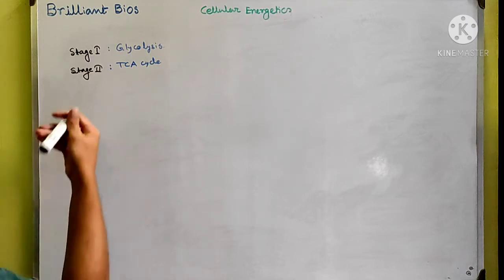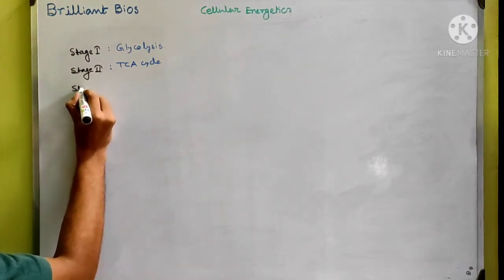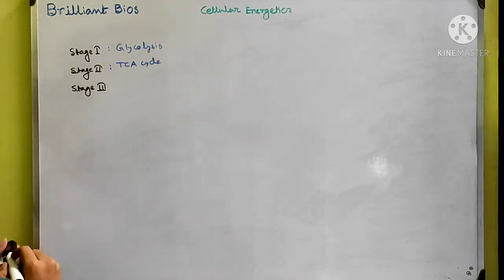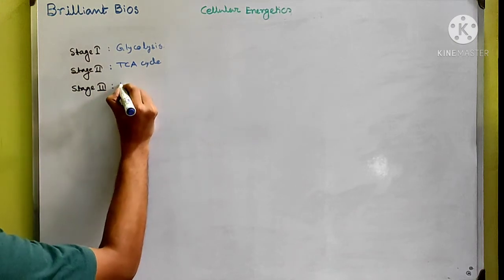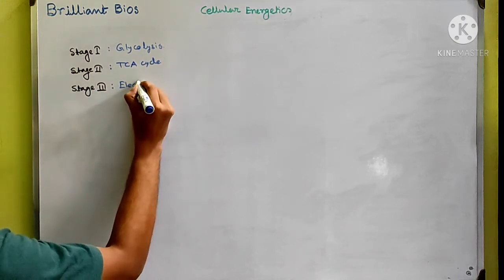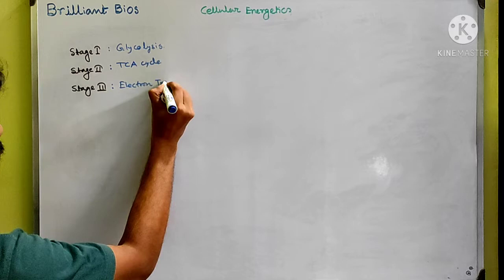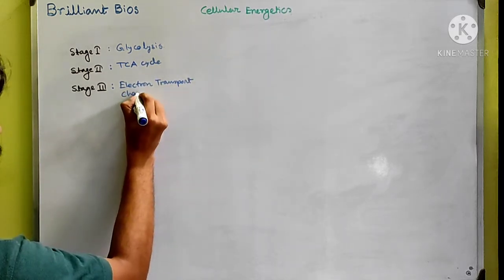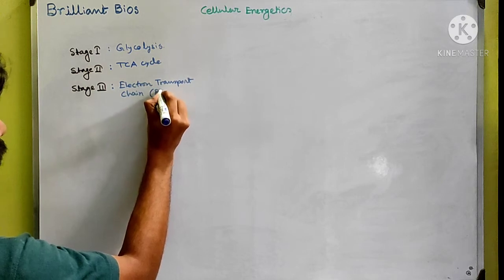In stage 3, this is a very important stage in cellular energetics, that is known as electron transport chain. In short we call it ETC.